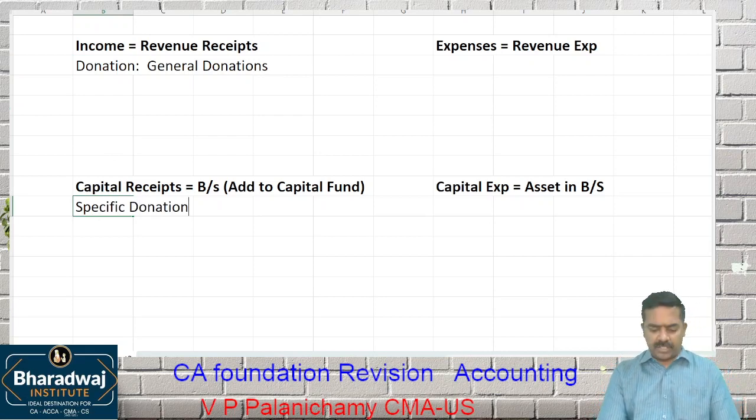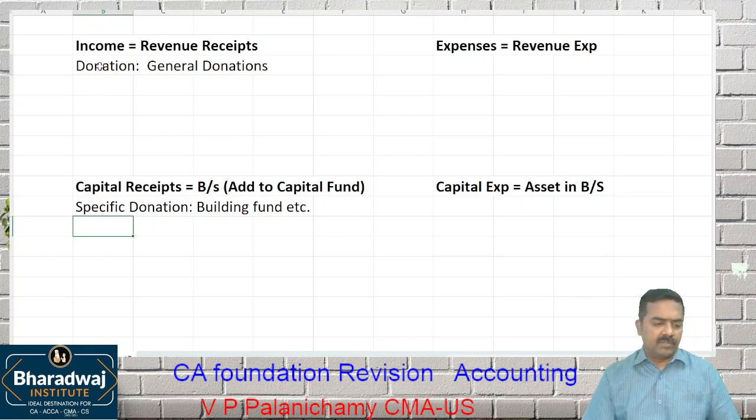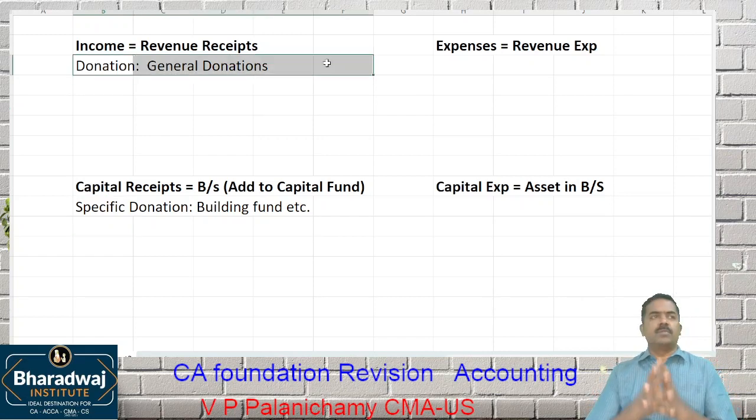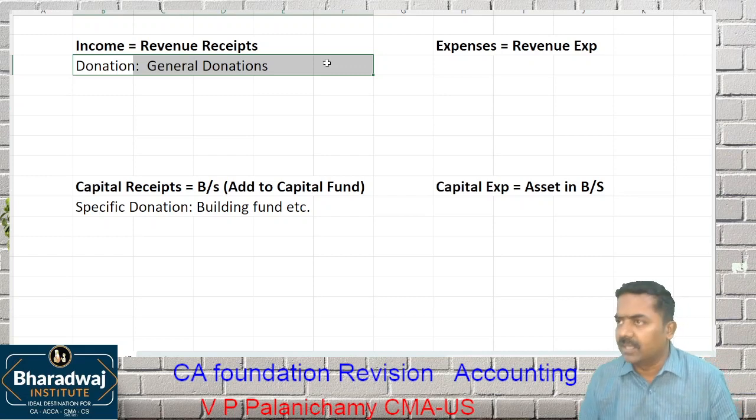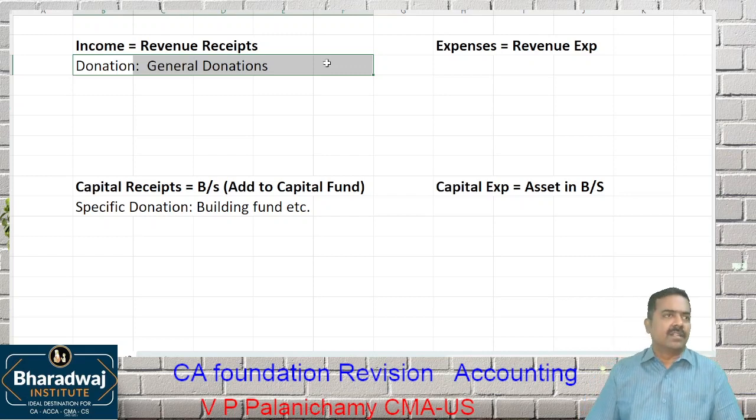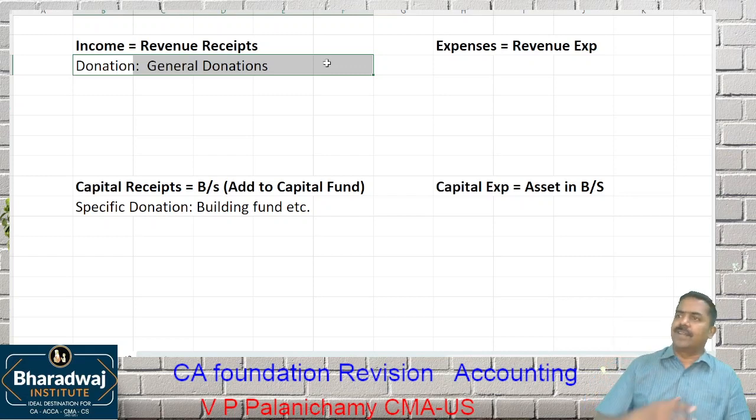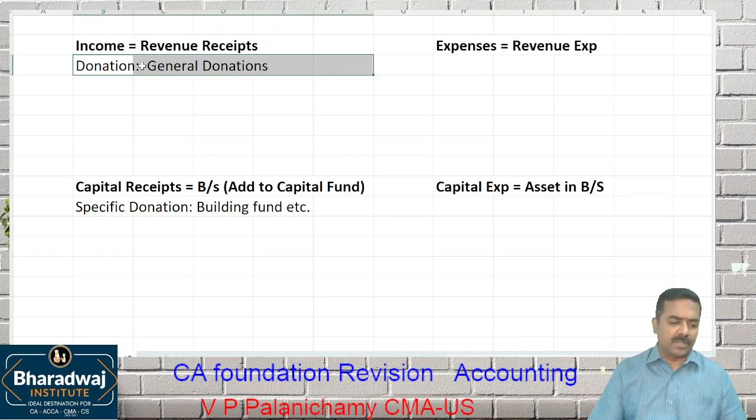Like a donation for a building fund. It will be taken as a capital item. If donations are given, for example, let us assume you are running a trust, or you are running an orphanage or an old age home, you get general donations. General donations may be in cash or in kind. People contribute money, rice, foodstuffs and other things.